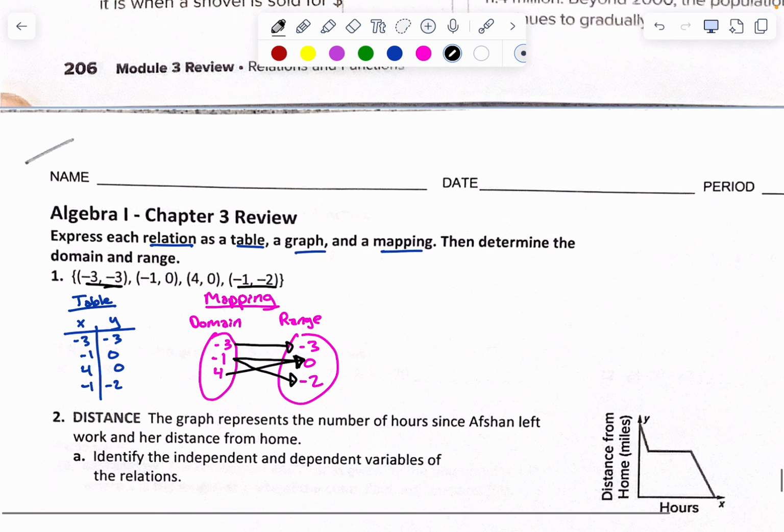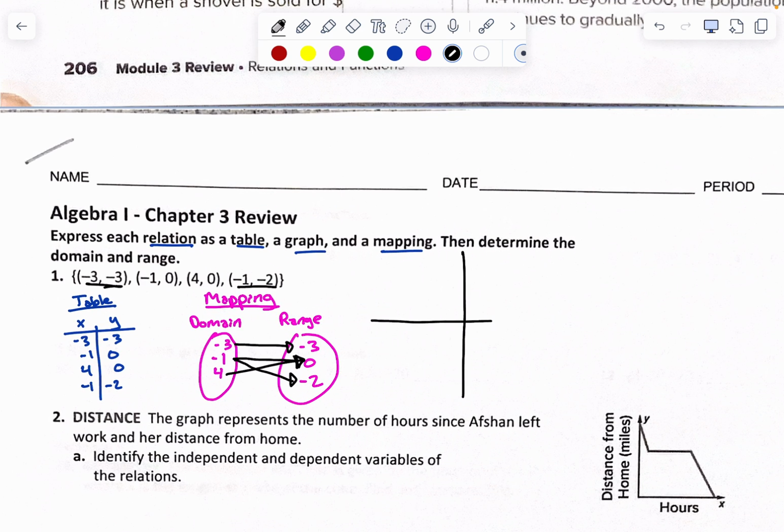Then graph, and then we have to list the domain and the range. That was a lot of stuff on one problem. Holy moly.